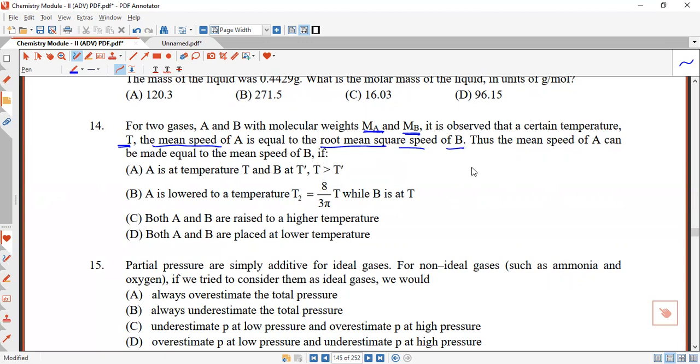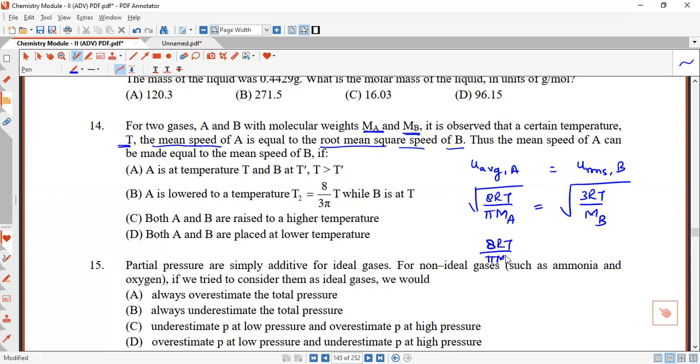Okay, so U average of A is nothing but U RMS of B. This is nothing but root of 8RT by pi MA is equal to root of 3RT by MB. So both are equal, so you can say temperature is same. You can establish a relation between MA and MB. देख लेते हैं. हो जाएगा 8RT by pi MA is equal to 3RT by MB.